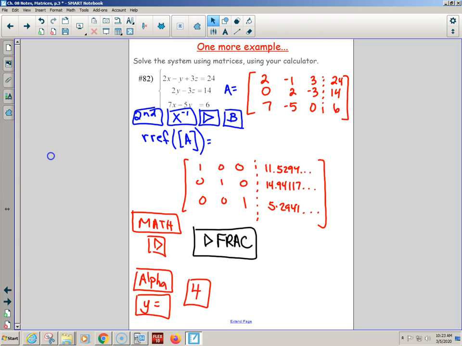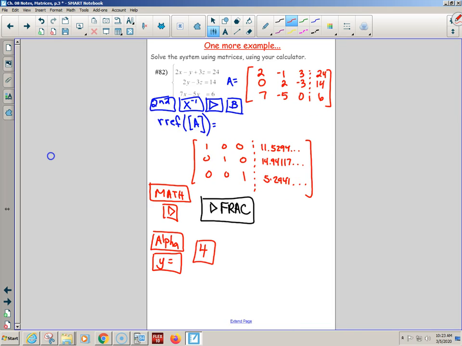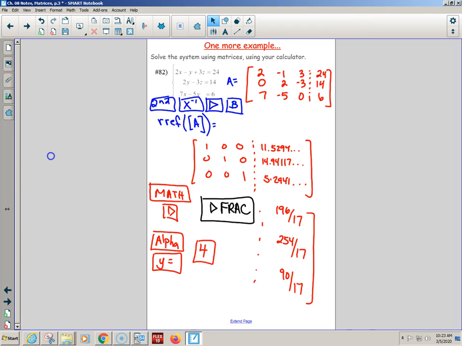All right, what happens when we go to frac? Are there nice fractions that appear? 106 over 17. 254 over 17. And 9. Question, how fun do you think that would have been by hand? Not fun at all. Why? Now imagine how fun it would have been to do section 7.3, the stair-step method, and do tons of back substitution.